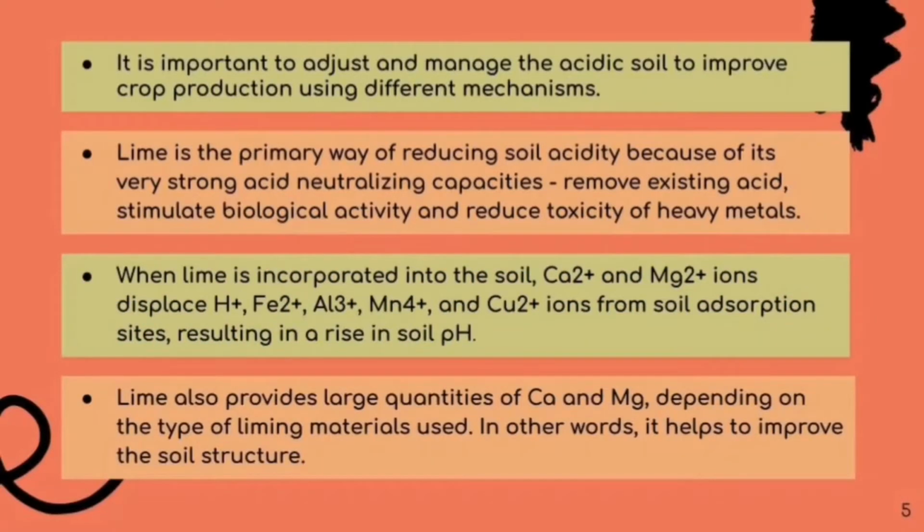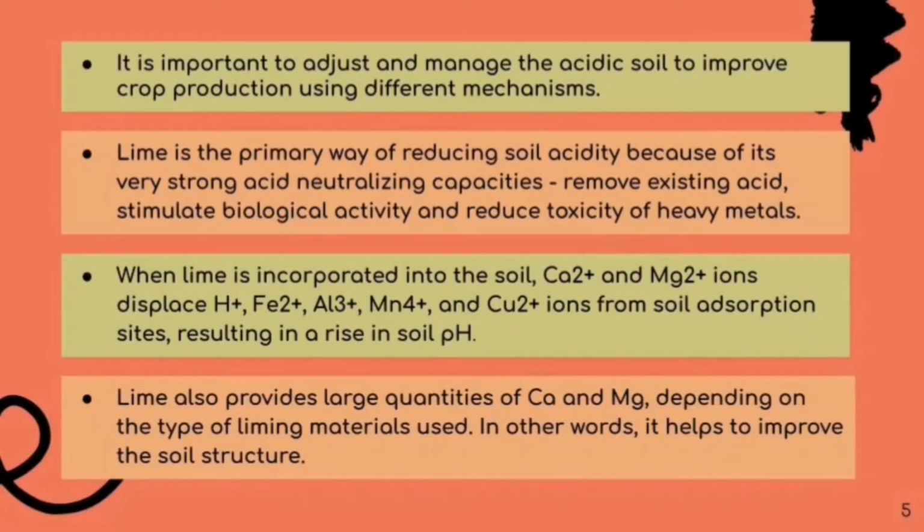It is important to adjust and manage the acidic soil to improve crop production using different mechanisms. Lime is the primary way of reducing soil acidity because of its very strong acid neutralizing capacities. Removing existing acid stimulates biological activities and reduces toxicity of heavy metals.